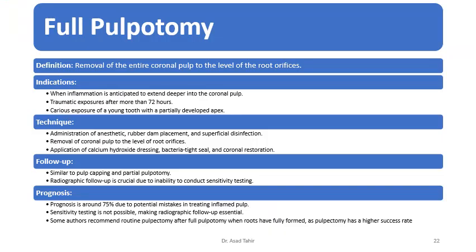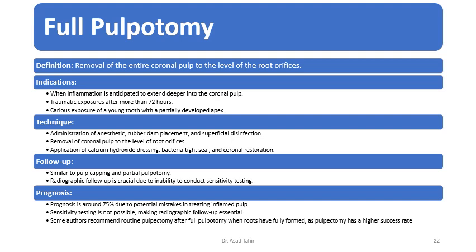Full pulpotomy. Definition: removal of the entire coronal pulp to the level of the root orifices. Indications: when inflammation is anticipated to extend deeper into the coronal pulp; traumatic exposures after more than 72 hours; carious exposure of a young tooth with a partially developed apex. Technique: administration of anesthetic, rubber dam placement, and superficial disinfection.